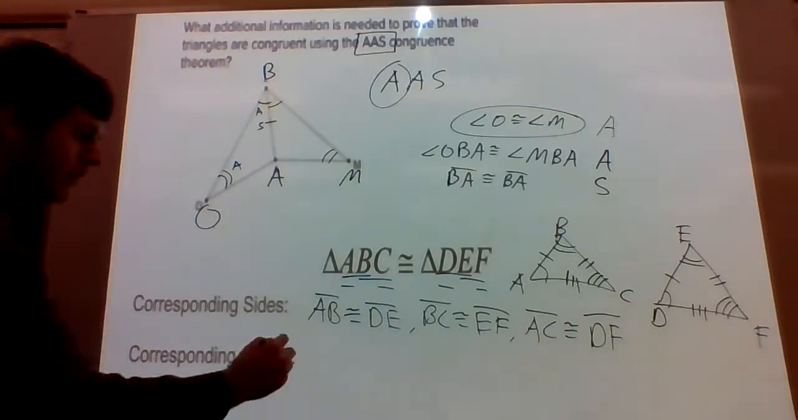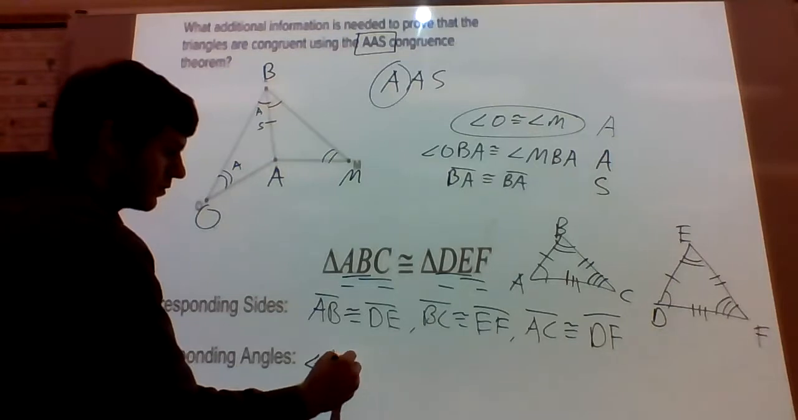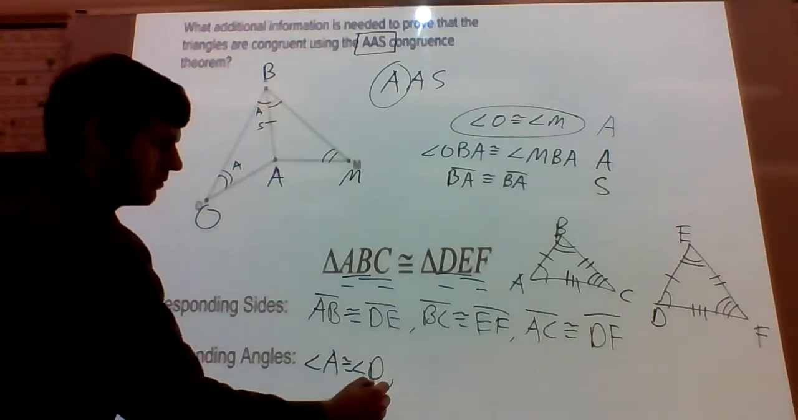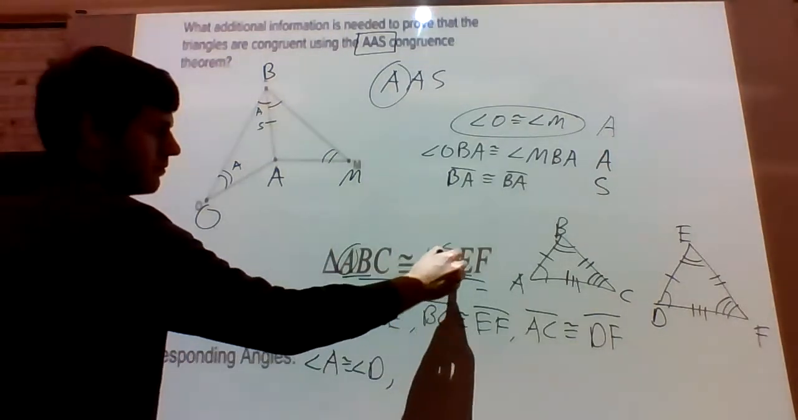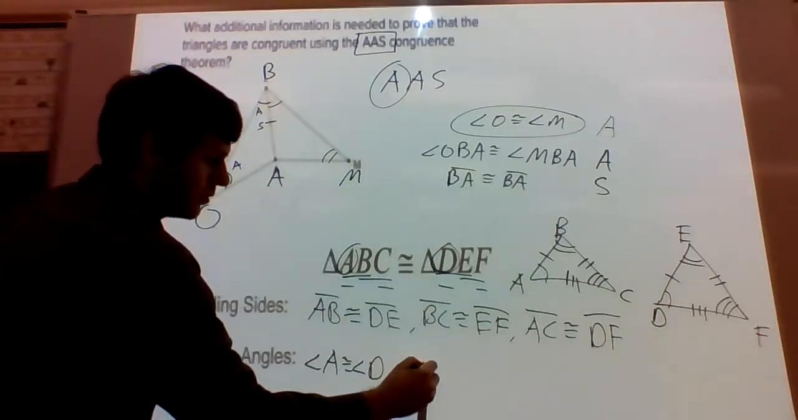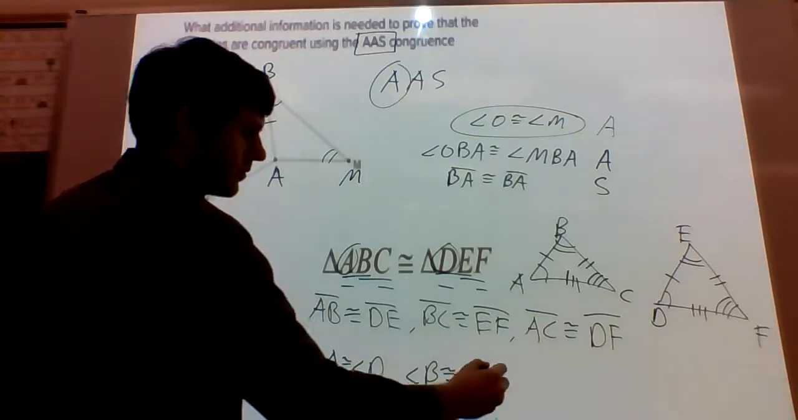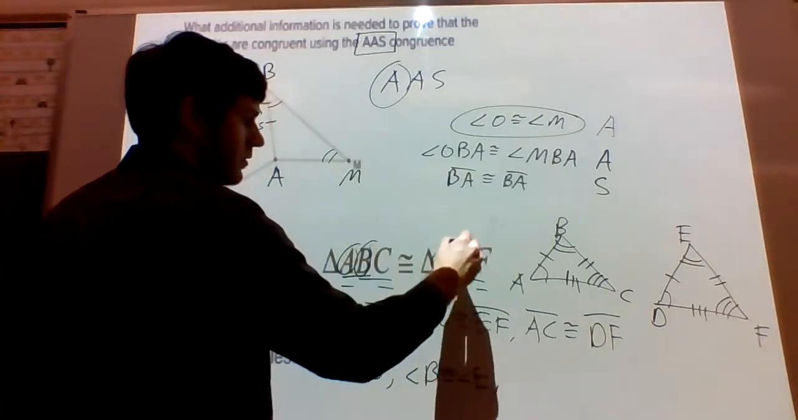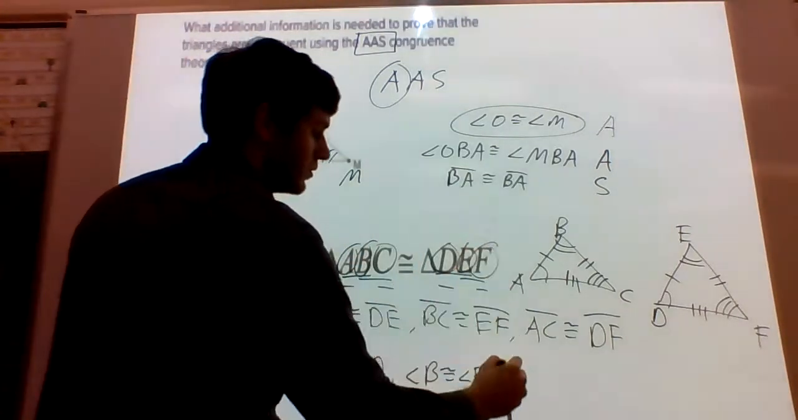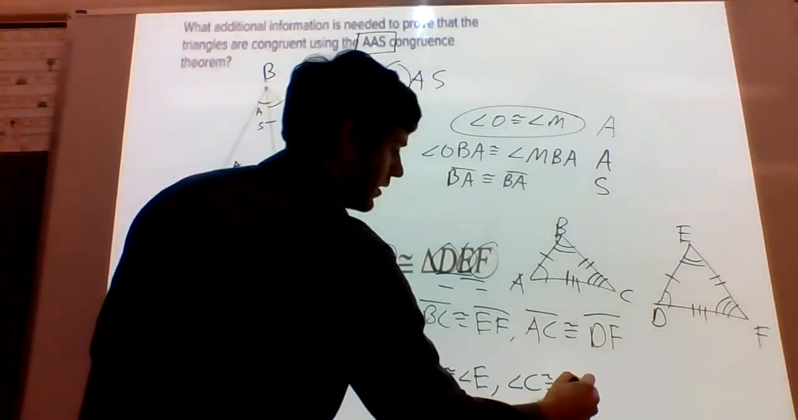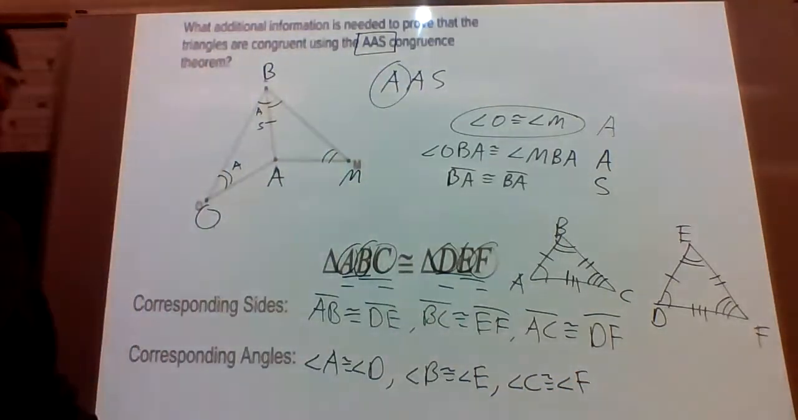So angles, we have angle A is going to be congruent to angle D. Angle B is congruent to angle E. Okay, and then angle C is congruent to angle F.